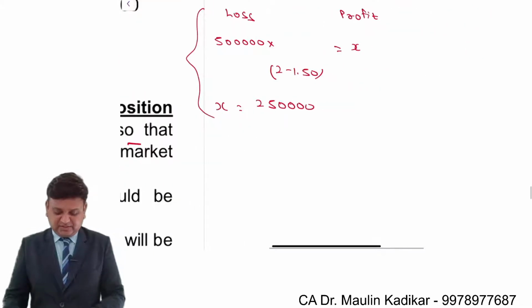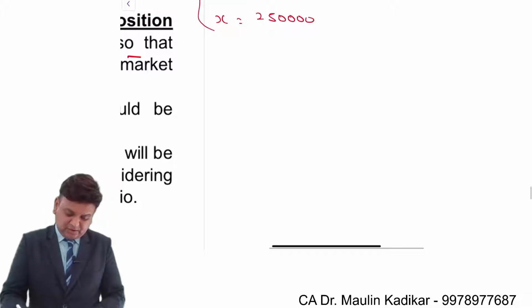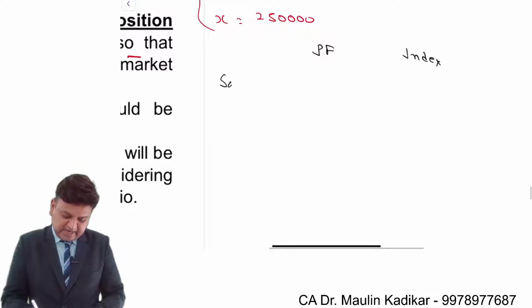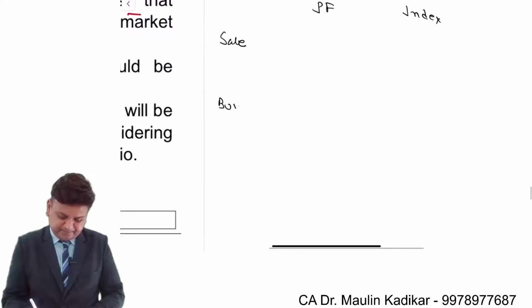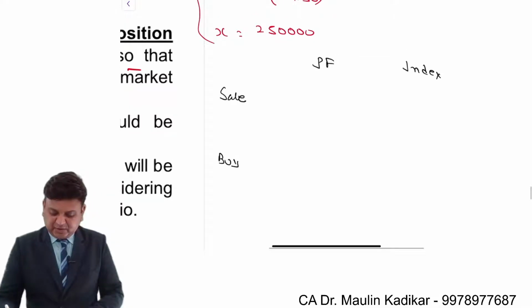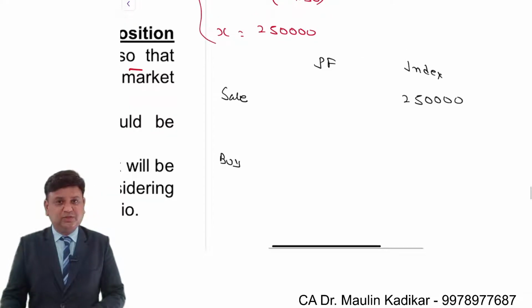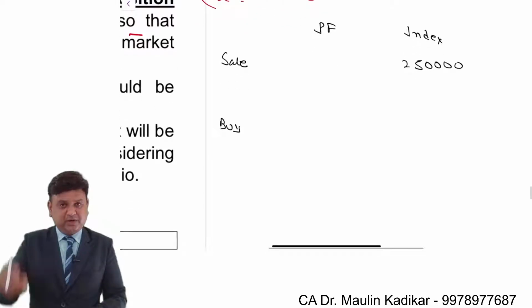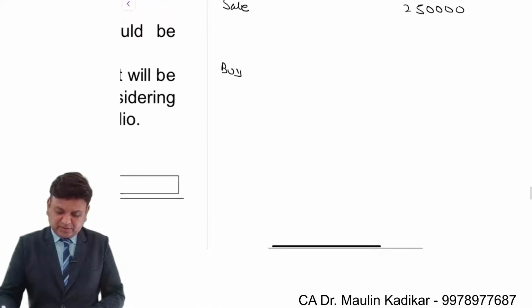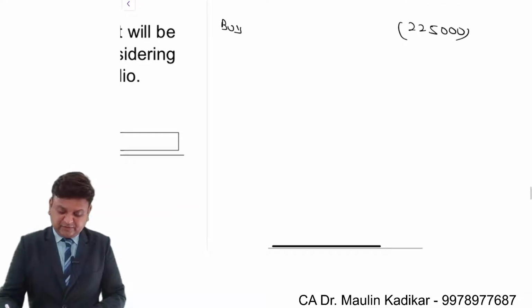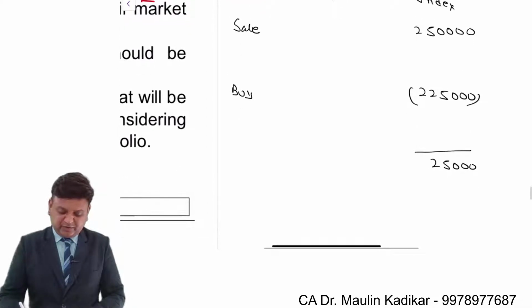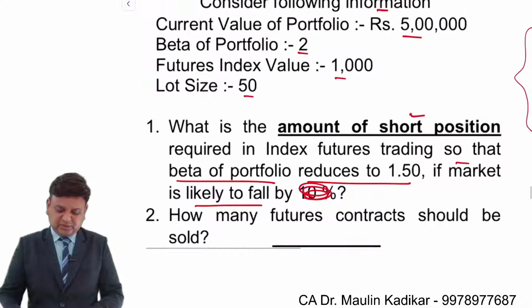I am not satisfied with this. Let me check portfolio and index. I enter into the transaction for sale of 2,50,000. Market is falling down by 10%, so over here it reduces to 2,25,000. So I make a profit of 25,000. Value of my portfolio was 5 lakhs, the long position in the spot market.